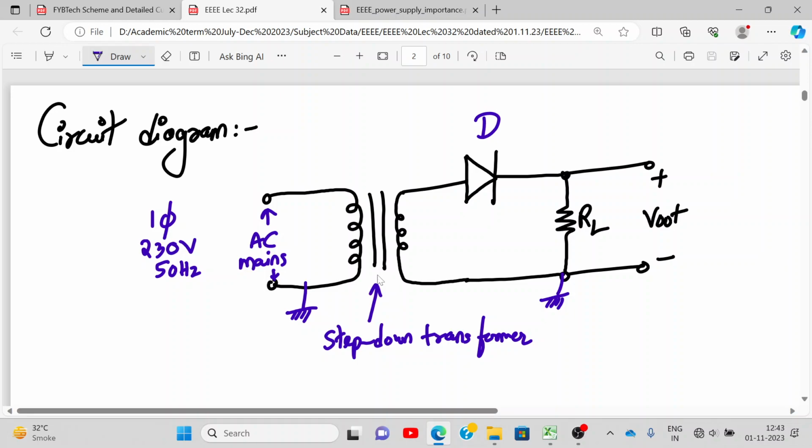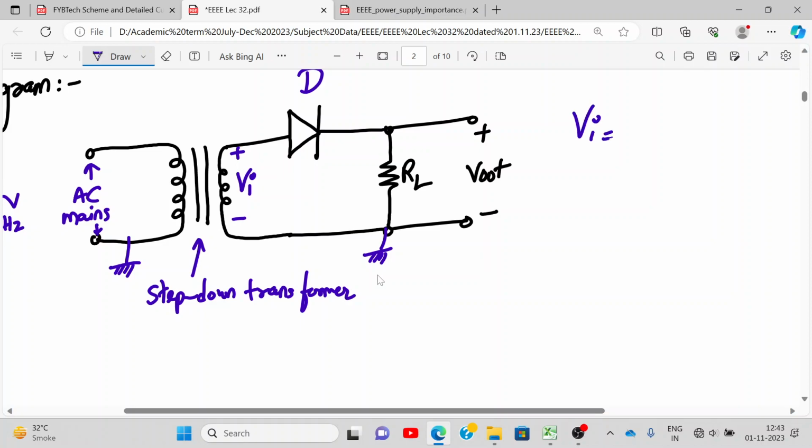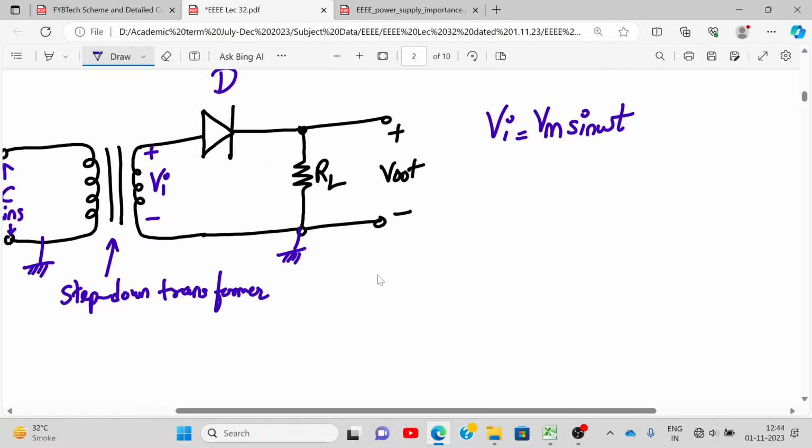Now let's say that the output of this transformer, we call it as Vi. So what is Vi? Tell me. Vi is sinusoidal, right? So Vi will be Vm sine omega t. Agree? How does this Vi look like? This is omega t. This is my Vi. This is Vm. And this is minus Vm.